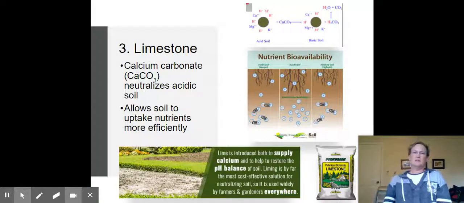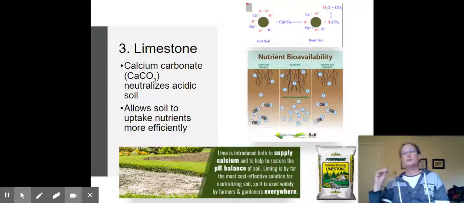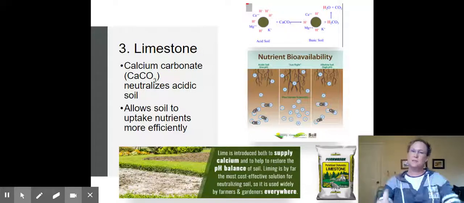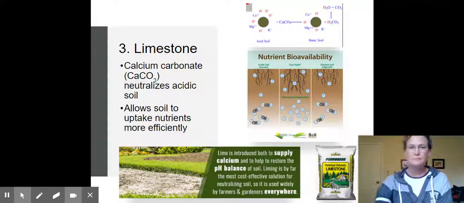Next is limestone. Using calcium carbonate, which is also limestone, neutralizes acidic soil. Sometimes as you're growing crops over time, using the same plants over and over again in the soil, your soil gets acidic. So you can add lime or limestone or calcium carbonate, which allows the soil to uptake nutrients more efficiently. So you want to keep that acid-base, that pH balance in your soil.